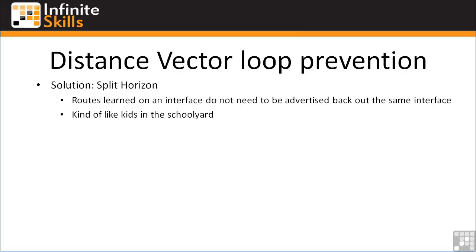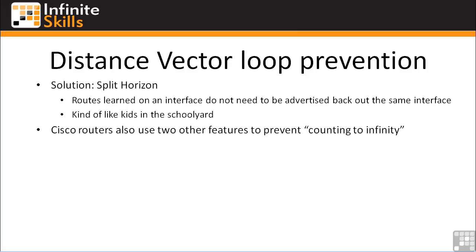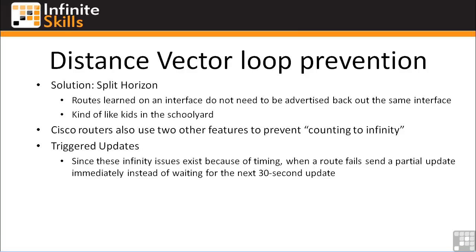Now, Cisco routers also use two other features to prevent counting to infinity, whether that's on a single link or on a redundant network. The first is called triggered updates. Now, if you'll recall from our initial discussion of distance vector routing protocols, the distance vector algorithm sends its entire routing table out to all of the connected routers every 30 seconds. However, in the case of a failed route, Cisco routers will send a partial route update immediately upon the link failing instead of waiting for the next 30-second update. And this kind of defeats the whole timing issue that's the root of a lot of these counting to infinity issues.